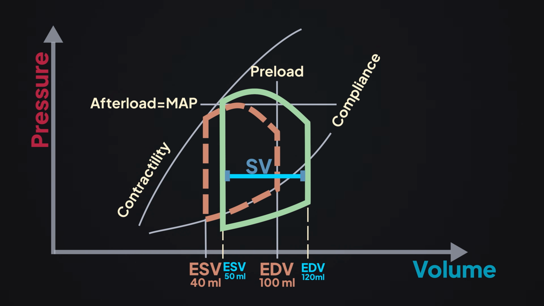Even if the heart is strong, it just doesn't have enough blood to work with. The result? The loop gets much smaller and shifts to the left, leading to a much lower stroke volume.